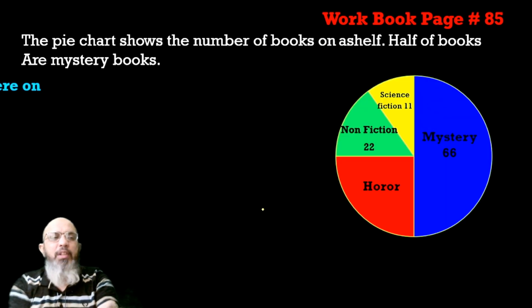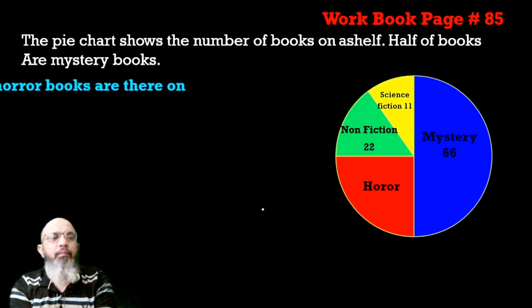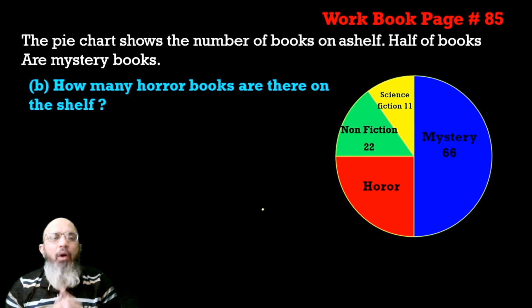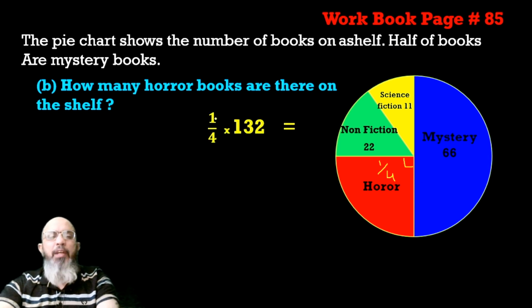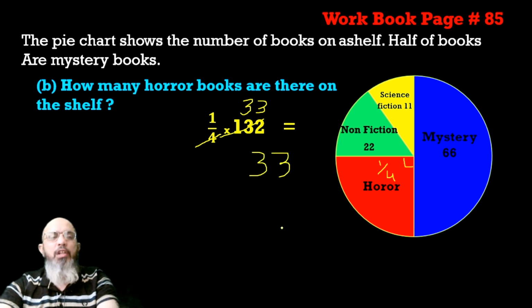So now come to the next part, that is the B part of the same question. So let's see what is the question. How many horror books are there on the shelf? Okay. So what this shows, 90 angle, it means 1 over 4. So how many total books? That is 66, 2 times is 132. So it means 1 over 4 into 132. So you can simplify it. 4 threes are 12 and 4 thirty-threes are 132. It means there are 33 horror books on the shelf.